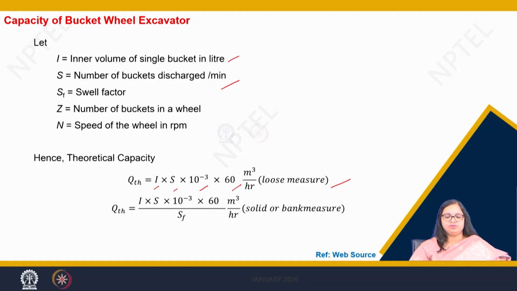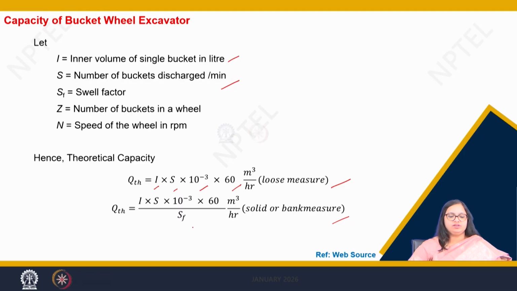Now, let us say for a solid or bank measure, how do we do that? We add the component swell factor, that is SF. We divide this theoretical capacity of the loose measure by SF. So, we get it in cubic meter per hour for solid or bank measure.